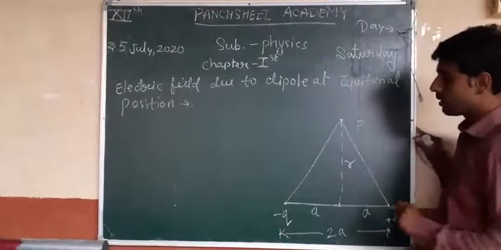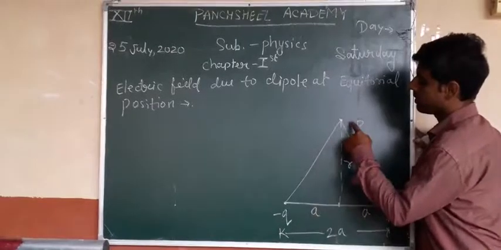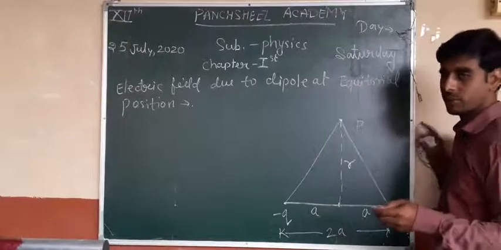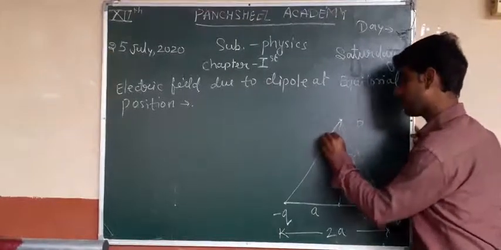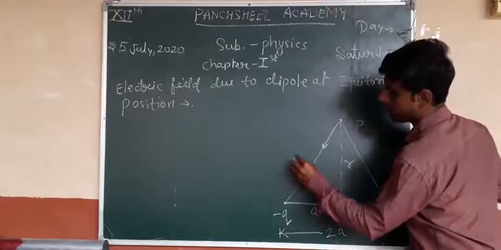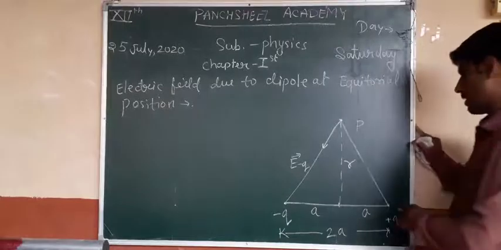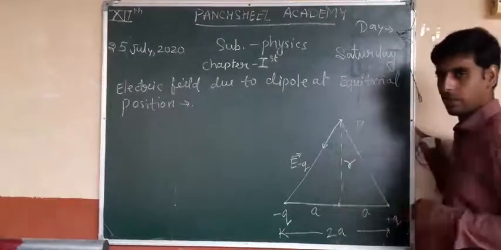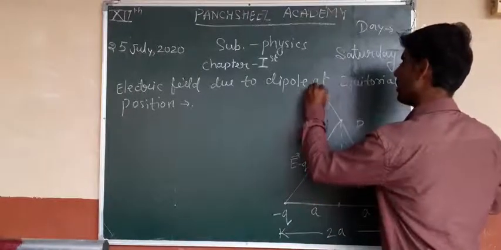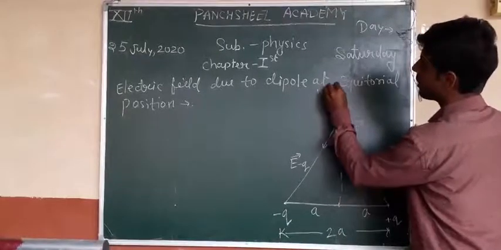Now the electric field due to minus q charge: at P point we consider a test charge, that is a positive charge. So the electric field is in the attractive direction, this is the electric field E due to minus q charge. And this is plus charge, and this is also a unit test charge. So the electric field is in this direction, the electric field due to plus q charge.